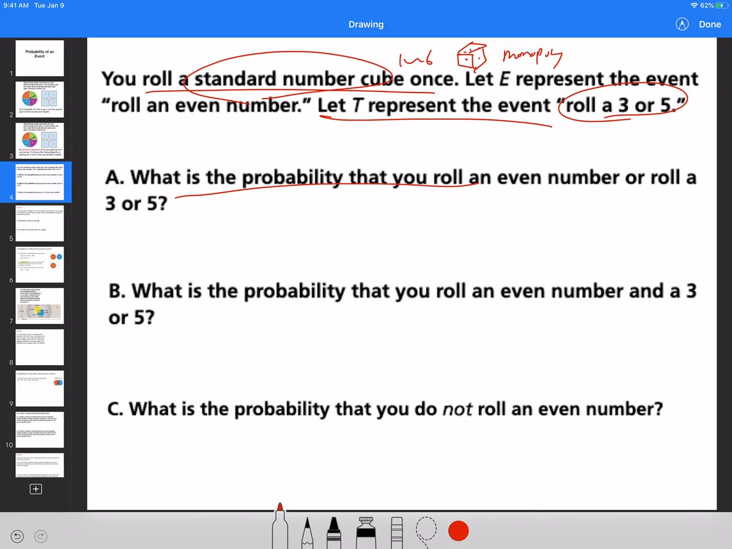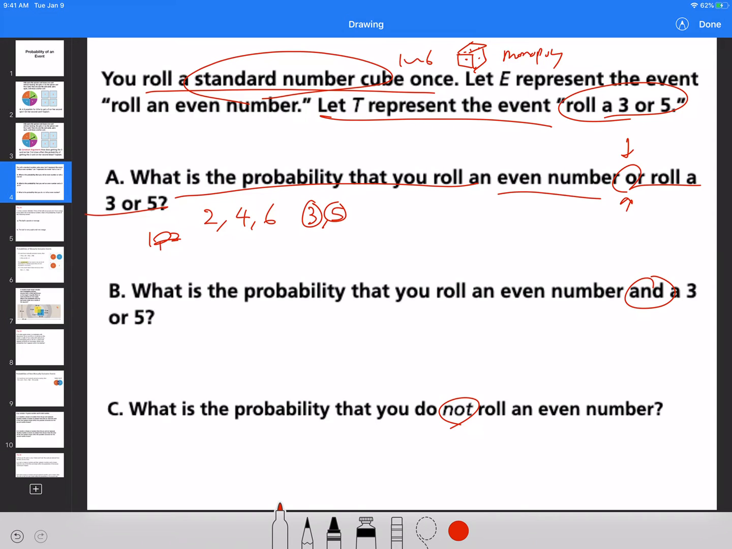What is the probability that you roll an even number or roll a 3 or a 5? Now, here's a new word that we haven't encountered before, but we're going to find out how to do these questions if we have an "or", and what is the probability that you do "not". These are the magic words that you want to be watching out for. Now, rolling an even number means it's 2, 4, and 6, right? Now, roll 3 or 5 means any one of these two would be good.